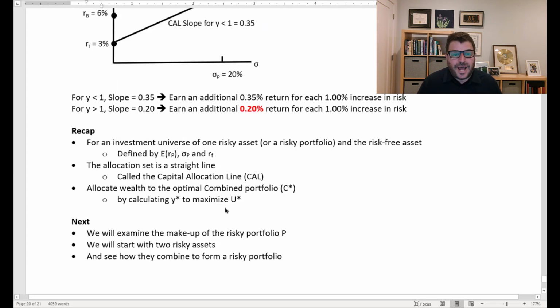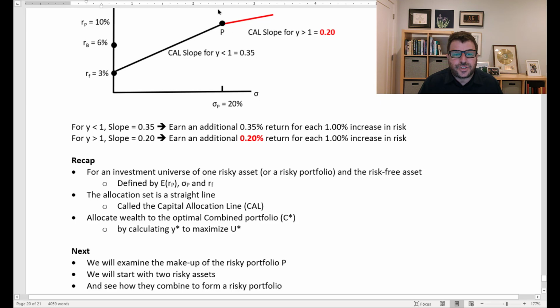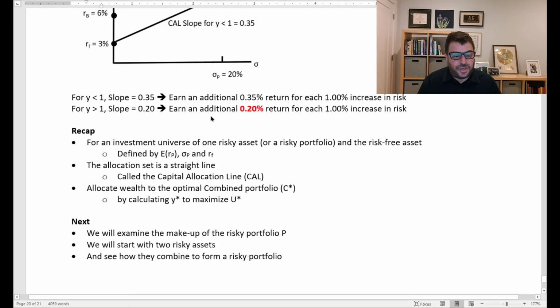So what are we going to do next? Well, next we're going to look at this risky portfolio P. And instead of just assuming what the return and the risk are for this portfolio, we're going to see how we arrive at these numbers. And we're going to start with a risky portfolio made up of two risky stocks, and we'll see how these combine to form this risky portfolio.